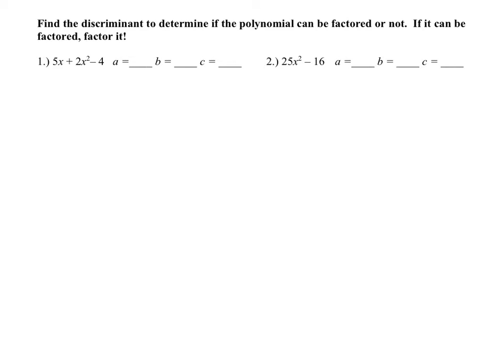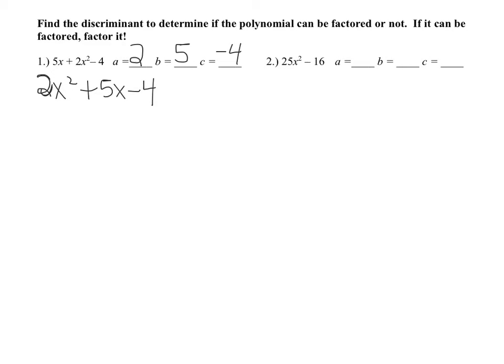Let's look at number 1. Remember that a is the coefficient of x squared, b is the coefficient of x, and c is the constant. This problem is out of order. Now, because we might end up factoring this problem, you should rewrite the problem so it's in order. So in this case, the problem should be written 2x squared plus 5x minus 4, which means now a is 2, b is 5, c is negative 4.